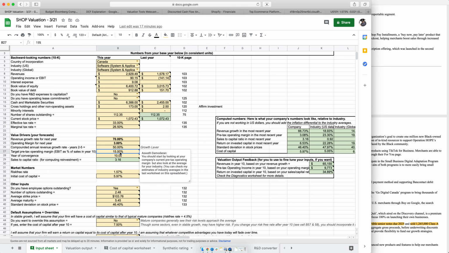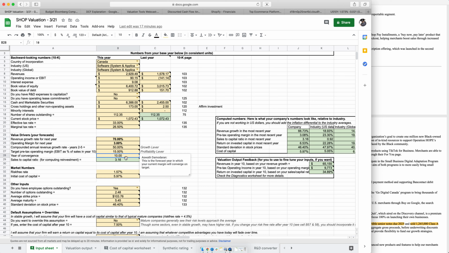So I imagine it will definitely go up from where it is now, but it might not be exactly the same as a pure play software business. Okay, sorry, I'm being very long-winded here. So that's 15%. Year of convergence.